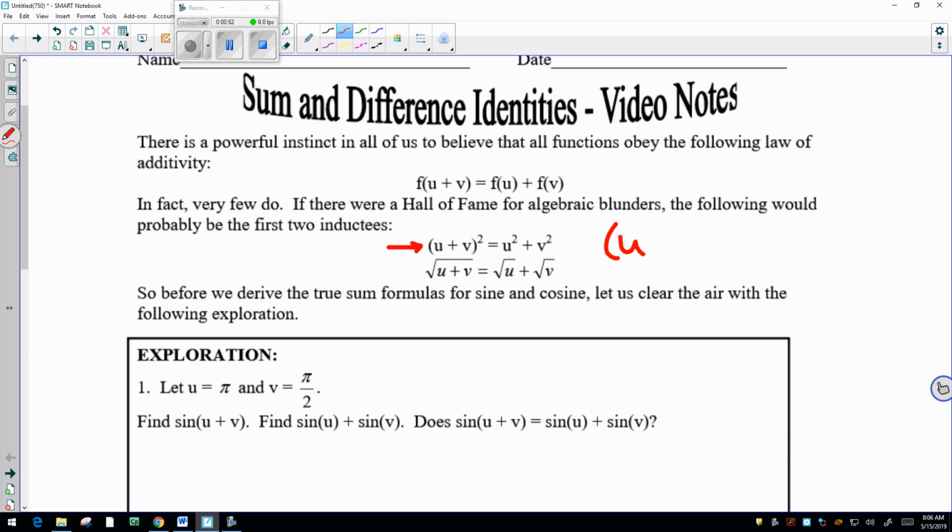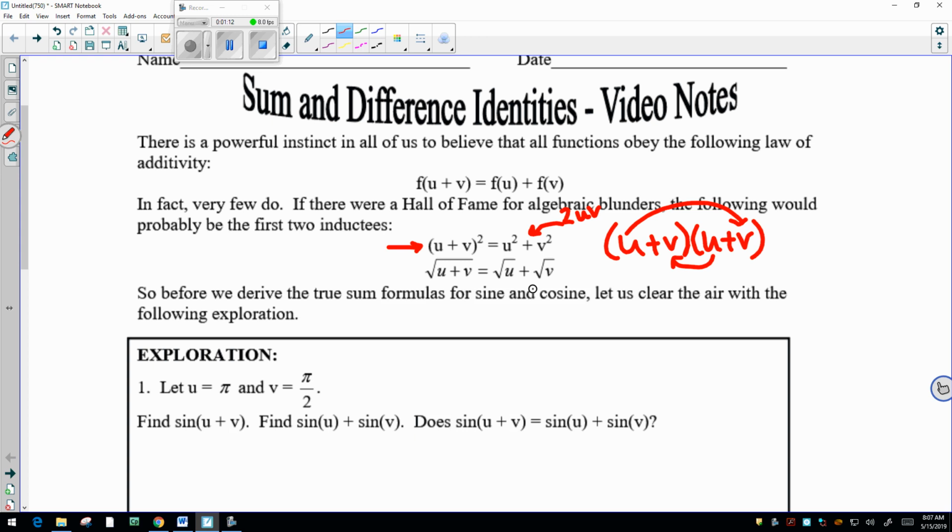So we'd have to do something like u plus v times u plus v. And when you do that, the thing that this is missing is that middle term. When we do the distribution and we see u times v and v times u, they're missing that 2uv in there. Okay, so that doesn't work.